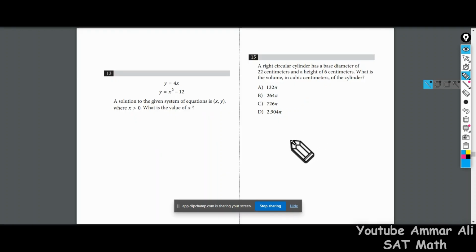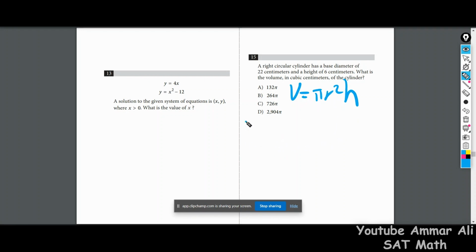Moving on to question 15, this is basically a geometry problem. They're asking us to calculate the volume of a cylinder, and the formula for the volume of a cylinder is given to you in the references section. So I literally just pulled it from there. It's pi r squared times h, where h is the height of the cylinder and r is the radius of the base.